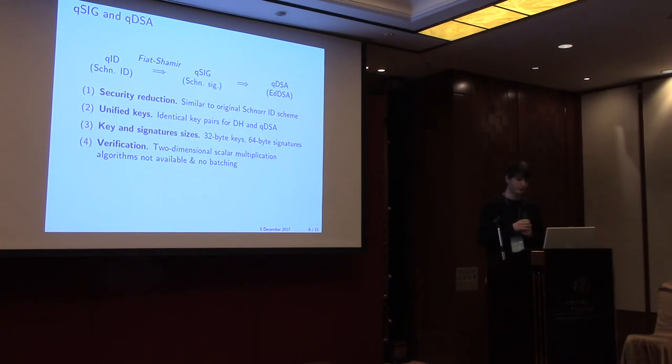So maybe the main downside is that verification slows down a little. So originally you have a two-dimensional scalar multiplication there, S times P plus C times Q. So you can apply all kinds of optimized algorithms which are faster than doing two scalar multiplications separately. But for our algorithm, this is not possible anymore. So you have to really do these two scalar multiplications separately, which will probably slow you down a little.